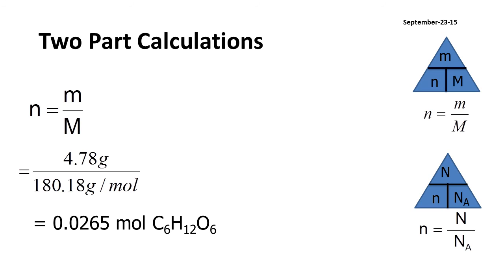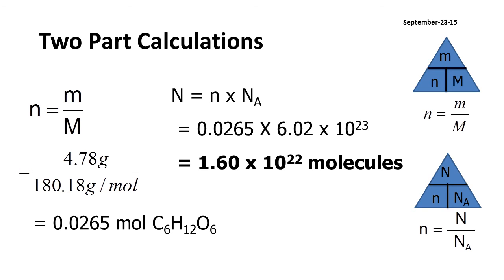Okay. So now that we know our moles of glucose from this formula, we can take that and put it down right here, and we can multiply it by Avogadro's number to solve for the number of molecules. So I'm just going to go ahead and do that. So the number of molecules is equal to the moles times Avogadro's number. So I've got 0.0265 moles times 6.02 times 10 to the 23 to give me 1.60 times 10 to the 22 molecules.